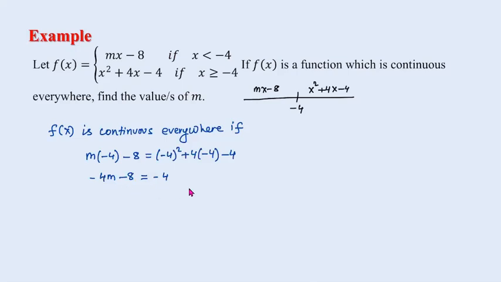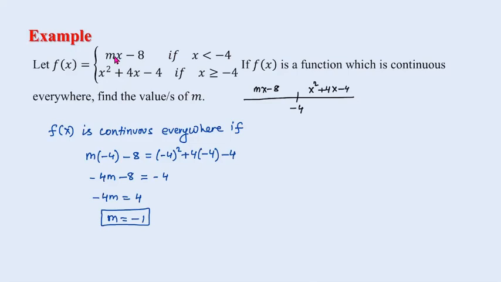Now, if we add 8 on both sides, we get -4m is equal to 4. And if you divide on both sides by -4, you will get m equal to -1. Meaning of that is this function will be continuous everywhere if the value of m is -1.